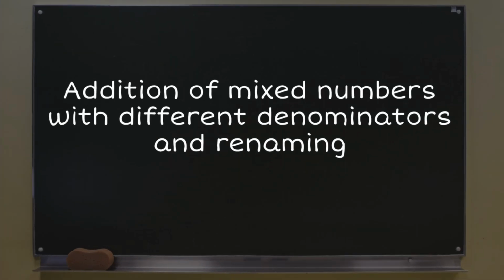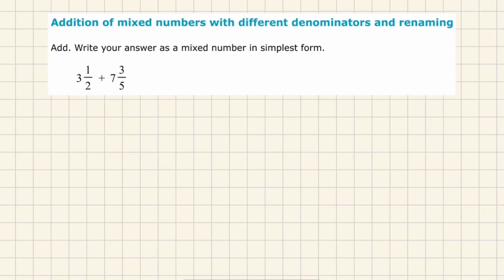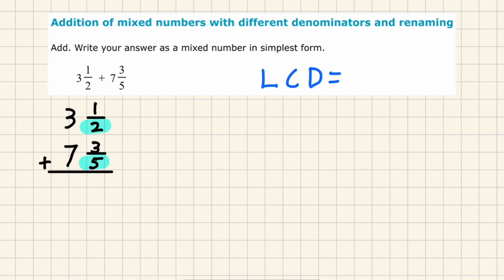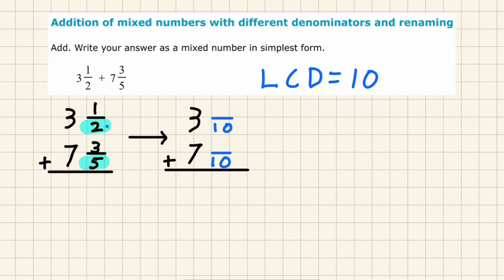Addition of mixed numbers with different denominators and renaming. We're asked to add these two mixed numbers, and I'll start by writing the addition vertically. In order to add the fractions, I'll need a common denominator, and the lowest common denominator between 2 and 5 would be 10. So I'll be rewriting with a common denominator of 10. Starting with the top, I would need to multiply this 2 by 5 to get 10. Multiplying the numerator by 5, 1 times 5 is 5.